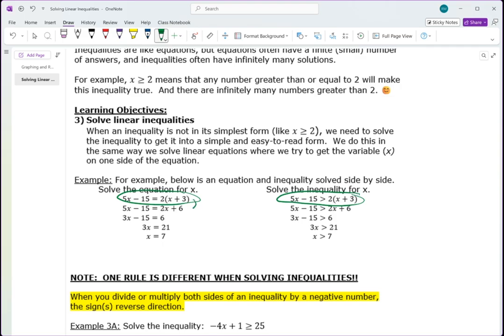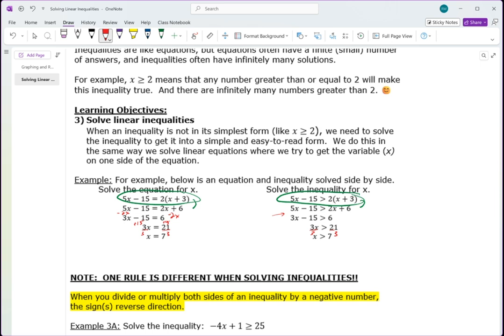In this case, we distributed the right-hand side. And then at this point, we subtracted 2x from both sides to get 3x on this side. Did the same thing over here. Then we added 15 to both sides to get the 21 there. And then we simply divided by 3. I should have left a little more room there. And we came up with the answer.